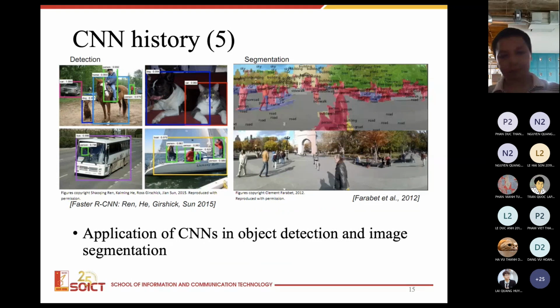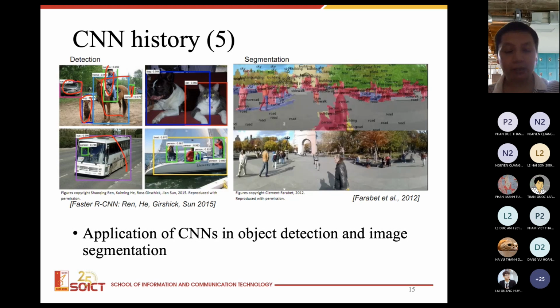This was also used for object detection in the image, right? So here you see the Faster R-CNN implementation in 2015, and it can predict the class for the object in the image. Here it predicts a person, a horse, a person, a dog, and a car, right? And this is a bus, and this is a person inside the bus, right?